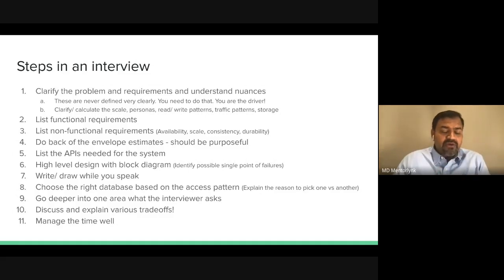Then go ahead, about thinking about the right database. There's always a database. You think about whether it is a SQL database or a MySQL database, or a NoSQL database, RDBMS versus NoSQL databases, right? Which variety of NoSQL database would you use, if at all you are using that? You have to be very conscious about it, right? Explain the reason why you chose one versus the other.